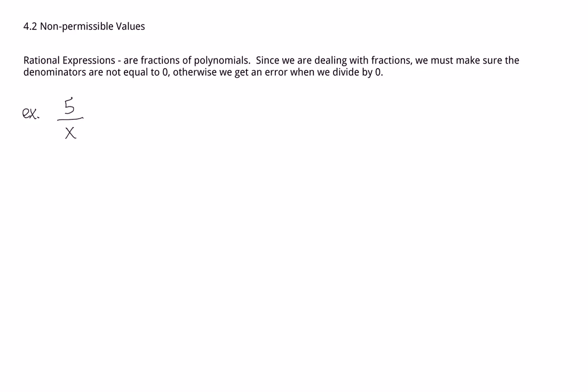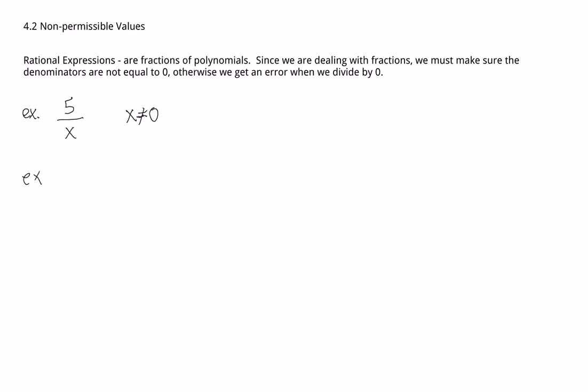So if our denominator happens to be a variable, so we have an x instead of just a regular number, we have to make sure that we specify what that x can't be equal to. So remember, variables can stand for anything. So in this case, 5 divided by x can be any number, but we can't have a 0 on the bottom, otherwise that fraction doesn't work. So if you have a variable by itself like that on the bottom, we just say our non-permissible value is x can't equal 0. So there's a restriction to this fraction. x can be anything except for 0, otherwise that would make it impossible to solve.